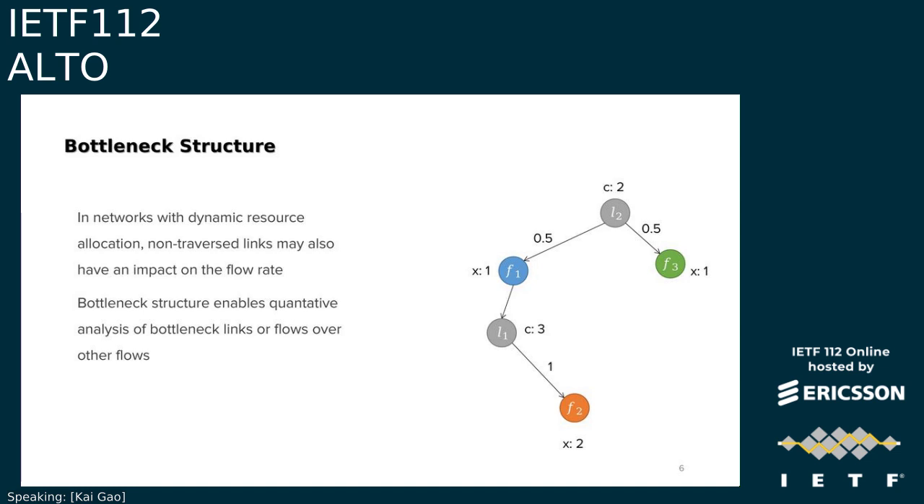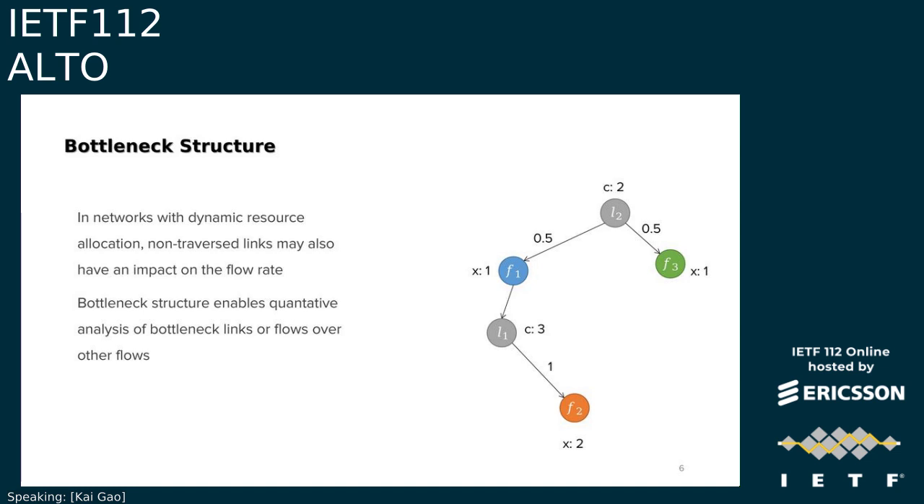And with the analysis we just made, we can actually draw a graph of the bottlenecks between the links and the flows. For the network we just described, its bottleneck structure looks like something in this page, and we can see that if an edge is pointing from a link to a flow, basically it describes that this link is the bottleneck link of the flow.